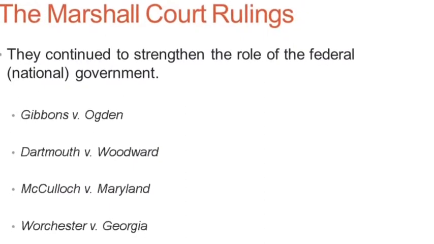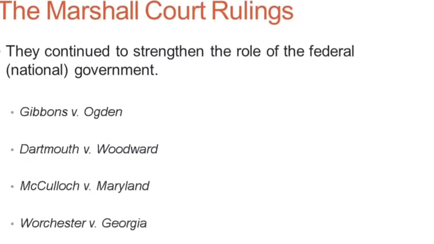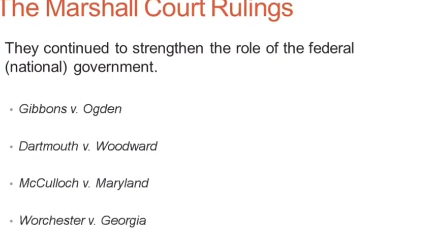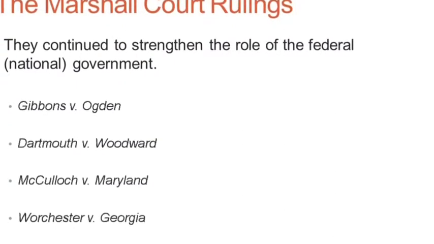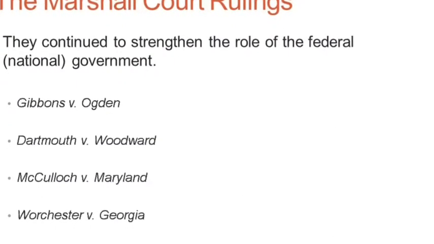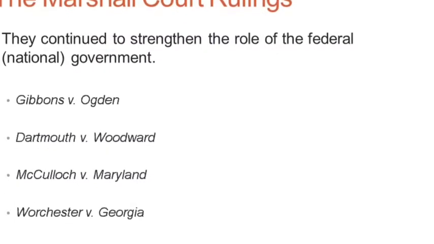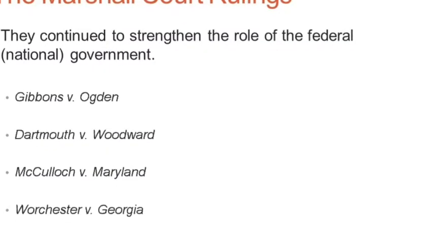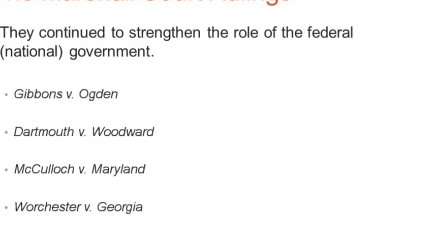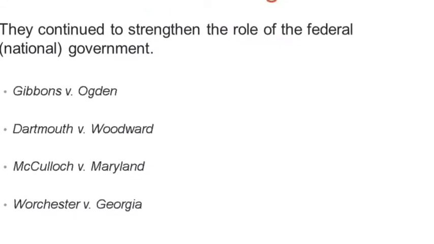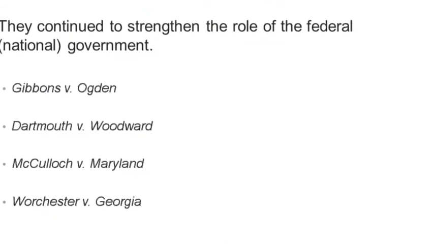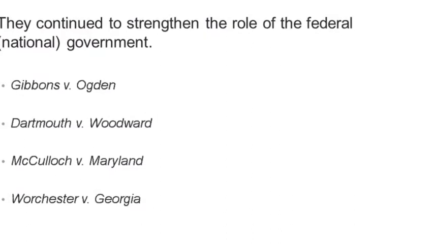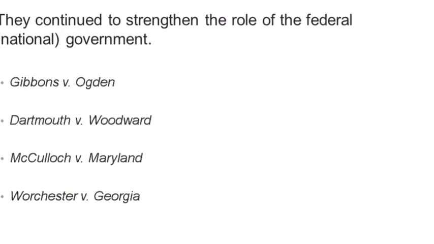They did that through 4 different court cases. One was Gibbons versus Ogden, the other was Dartmouth versus Woodward, next was McCulloch versus Maryland, which was about the national bank and gave the government power to establish a national bank. The next was Worcester versus Georgia, which said that the state of Georgia did not have the right to kick the Cherokee Indians out of Georgia. All 4 of those strengthened the role of the federal government and helped give the government more power, which is what the Federalists really wanted.